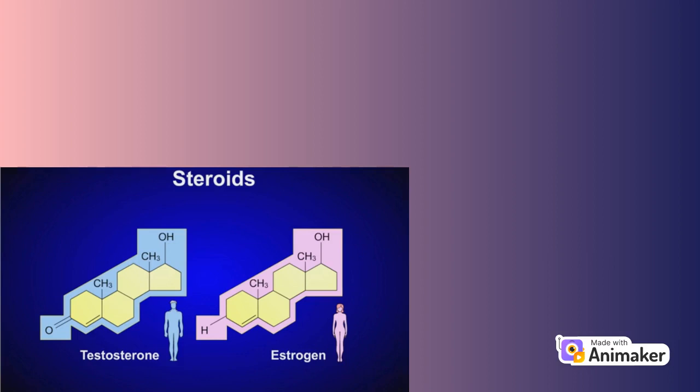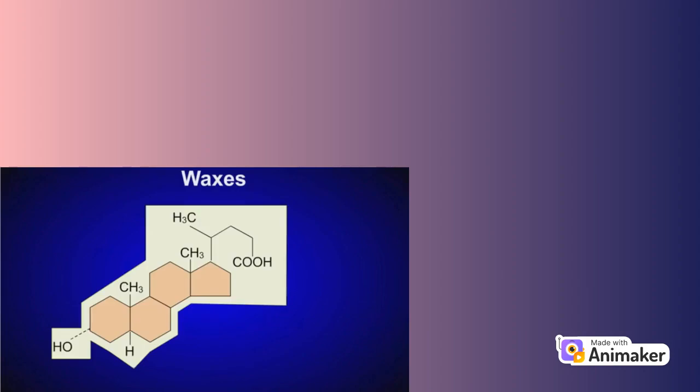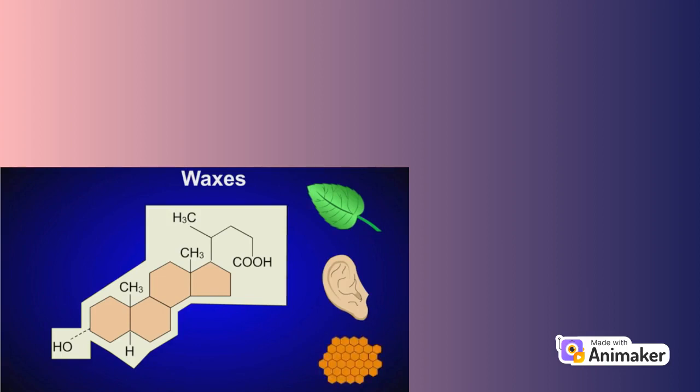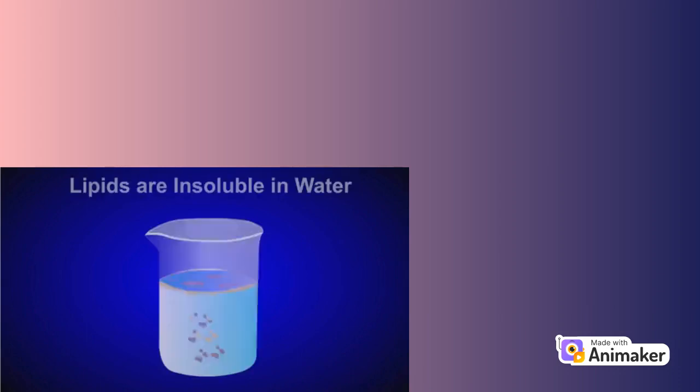Steroids are the next category of lipid. Steroids are composed of four fused rings of carbon to which different functional groups are attached. One well-known steroid molecule is cholesterol. Cholesterol serves as a precursor for the synthesis of other steroids such as testosterone, estrogen, vitamin D, and cortisol. Cholesterol is present in the plasma membrane where it stabilizes the membrane. The hormones testosterone and estrogen have small differences in their functional groups but large differences in their effects on an organism.